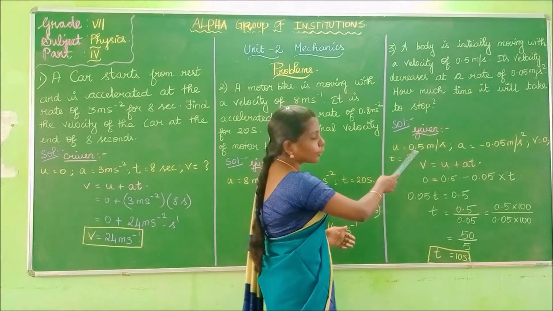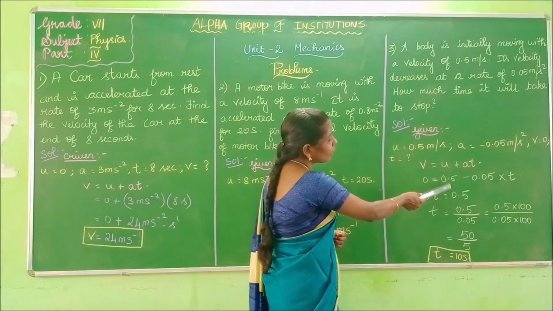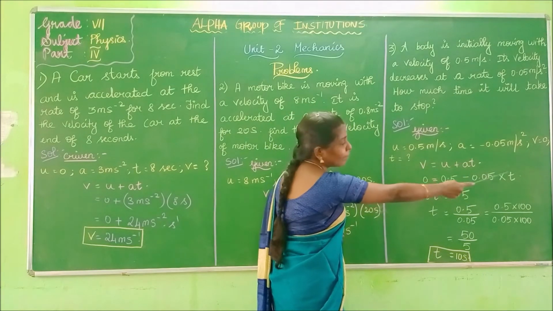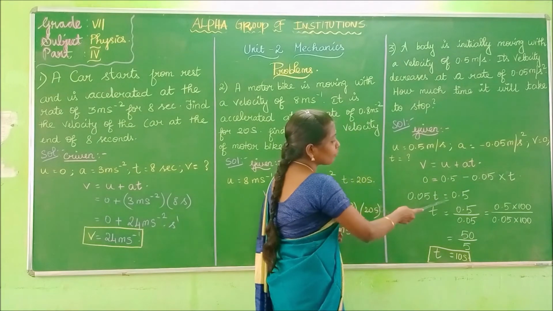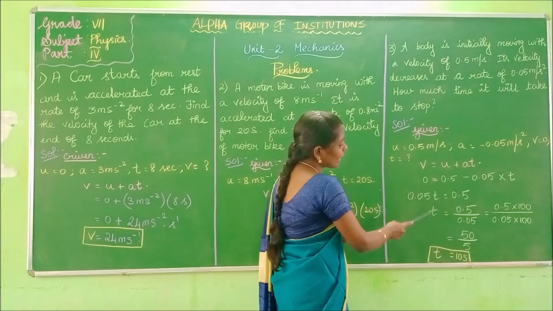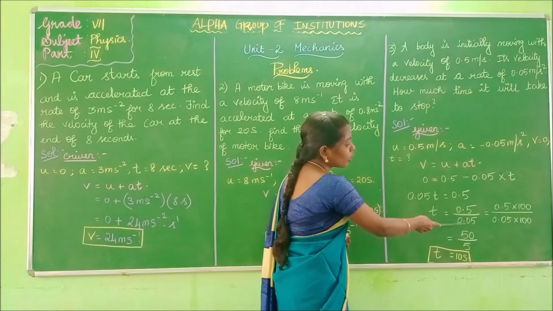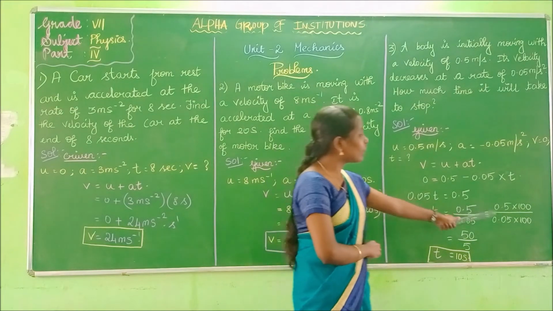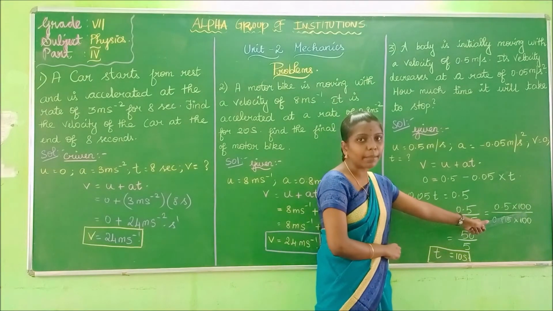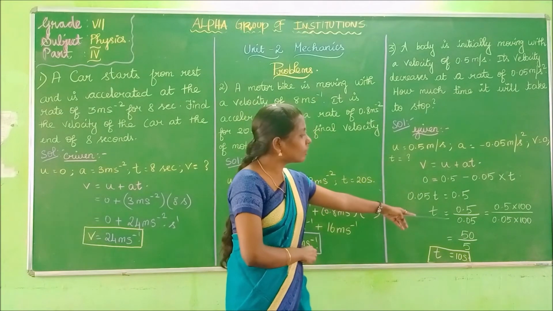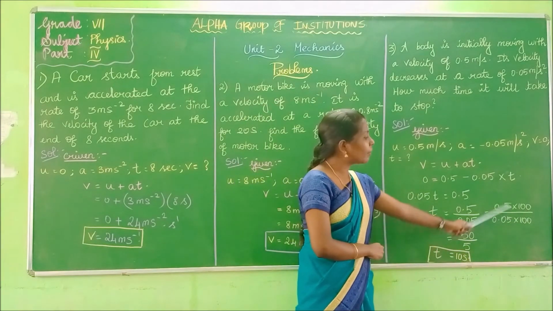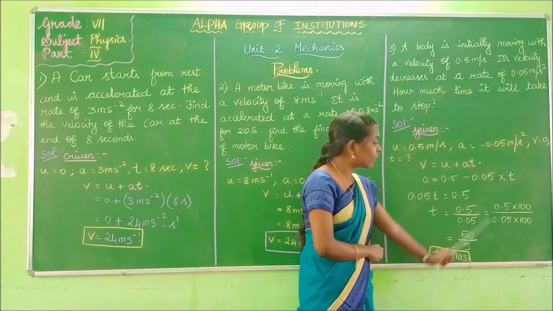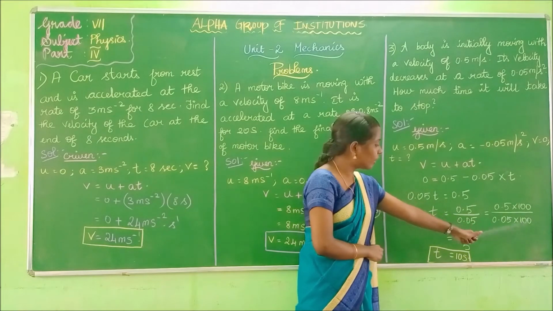They have given the value for u, right? 0.5 m/s, and the value for a is minus 0.05, into t. So 0.05 t is equal to 0.5, so t is equal to 0.5 by 0.05. To convert these decimals into whole numbers, I am multiplying these values by 100. So 0.5 into 100 and 0.05 into 100.